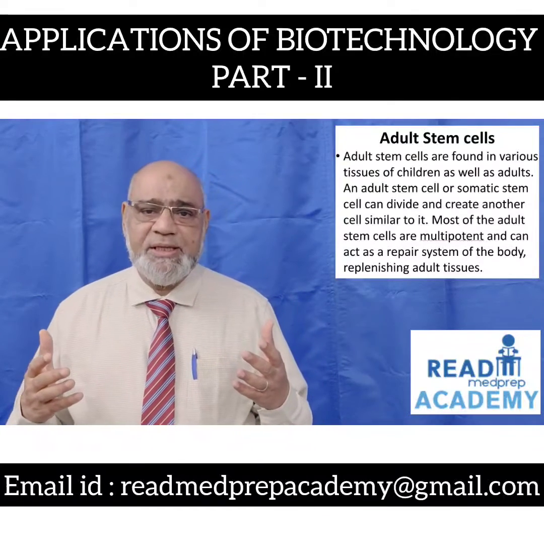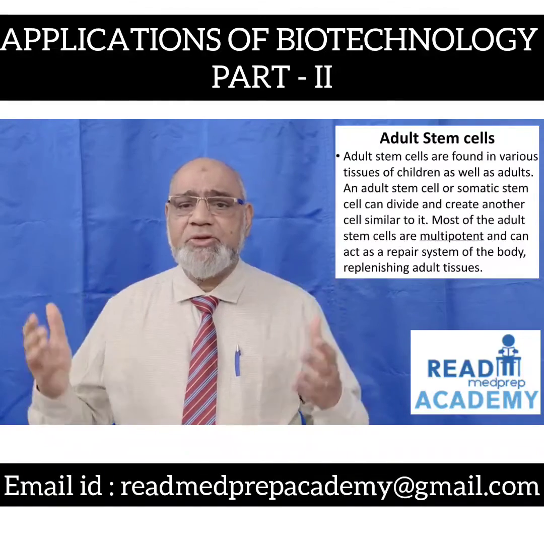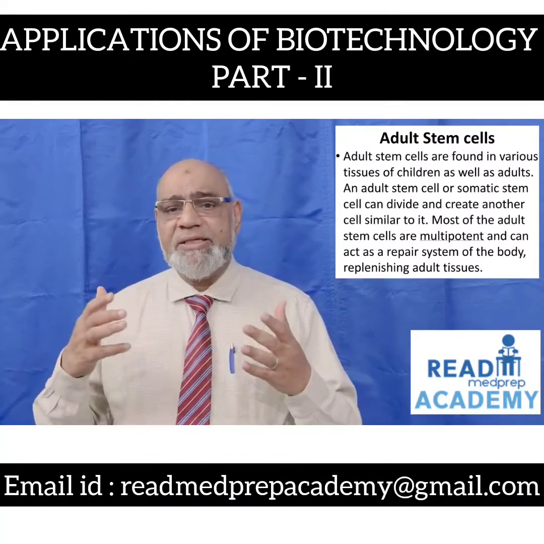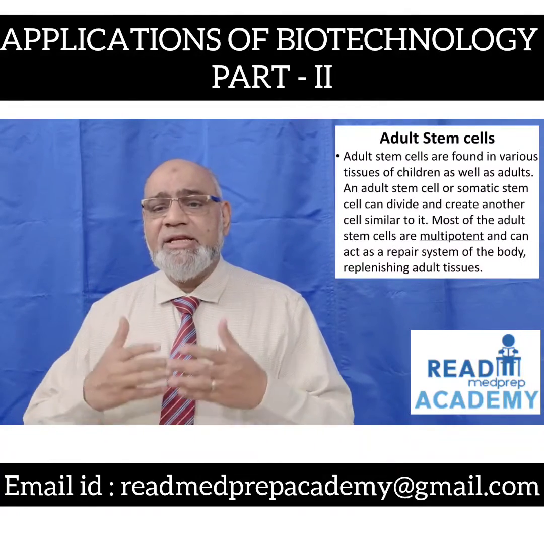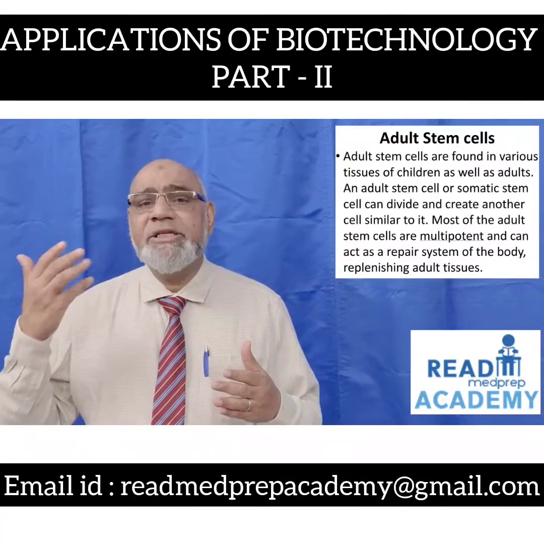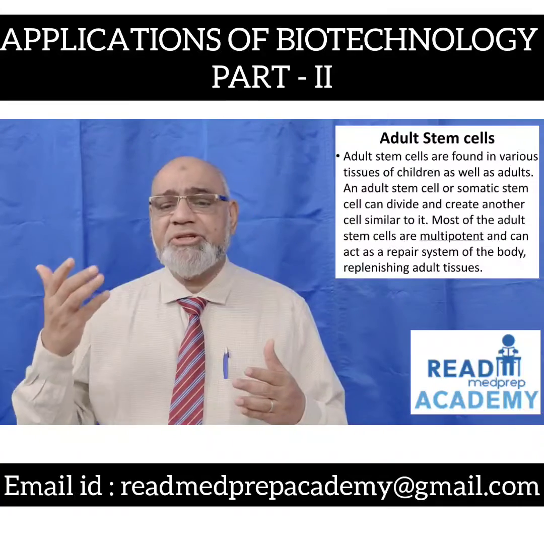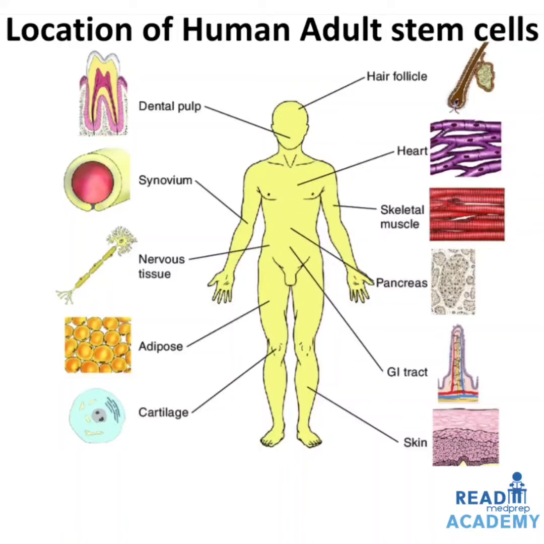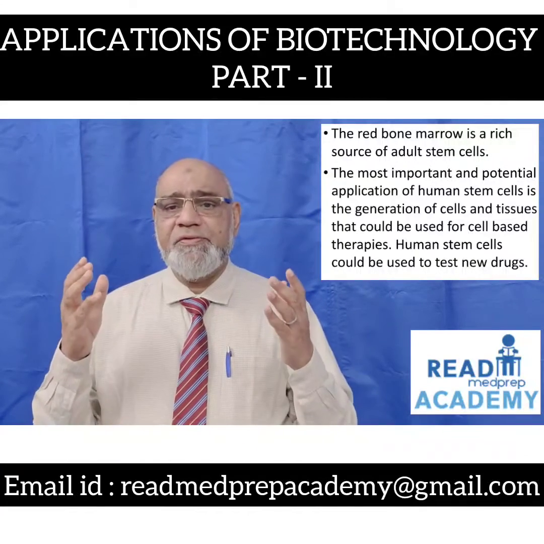Now, adult stem cells. Adult stem cells are found in various tissues of children as well as adults. An adult stem cell or somatic stem cell can divide and create another cell similar to it. Most of the adult stem cells are multipotent and can act as a repair system of the body, replenishing the adult tissues. Here you can see the location of various adult stem cells in the dental pulp, the synovium, the nervous tissue, the adipose tissue, the cartilage, the hair follicle, the heart, the skeletal muscle, the pancreas, the gastrointestinal tract, and the skin. The red bone marrow is a rich source of adult stem cells.